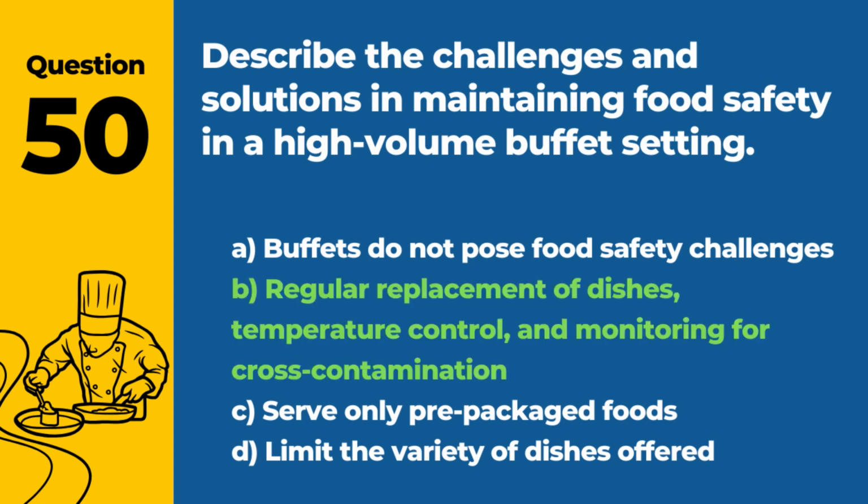Answer: B. Regular replacement of dishes, temperature control, and monitoring for cross-contamination. Maintaining food safety in a high-volume buffet setting involves challenges like ensuring regular replacement of dishes to keep food fresh, maintaining proper temperature control, and vigilant monitoring to prevent cross-contamination.